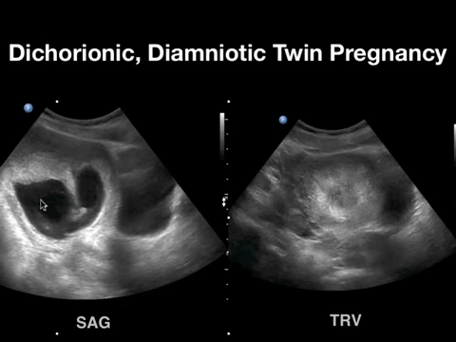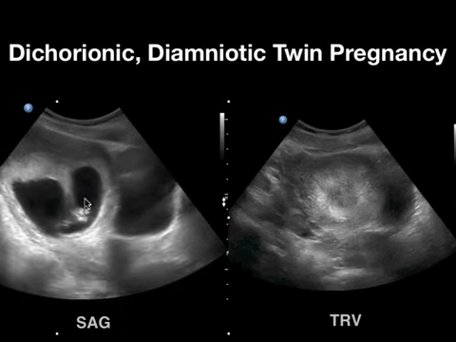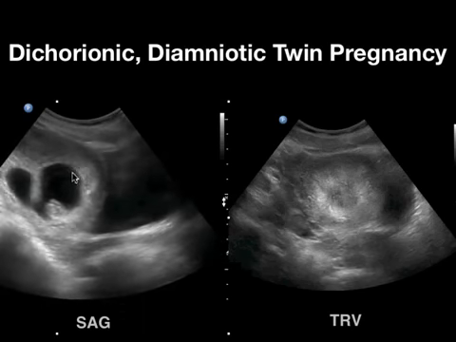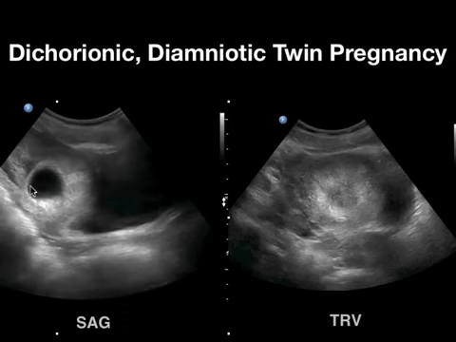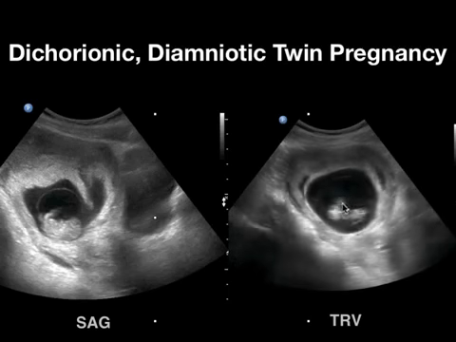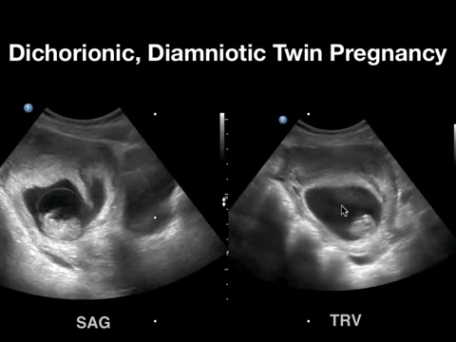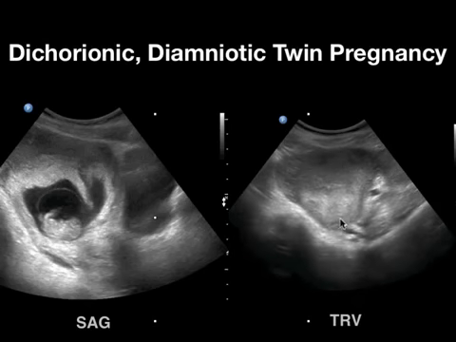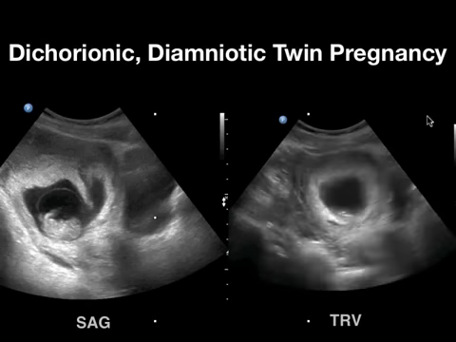You can see here is one amnion, and you can see here's the second amnion, and they're contained within two different chorionic sacs here. And here's a transverse view. Here's one pregnancy, and here's the second pregnancy. So this is a dichorionic diamniotic twin pregnancy.